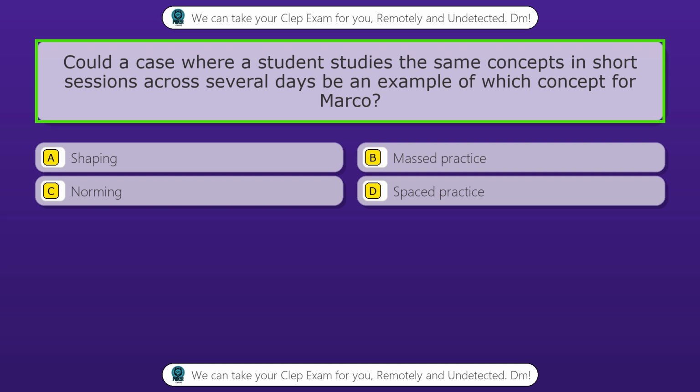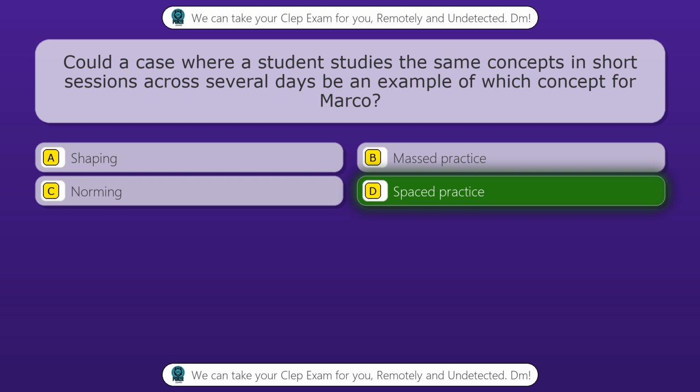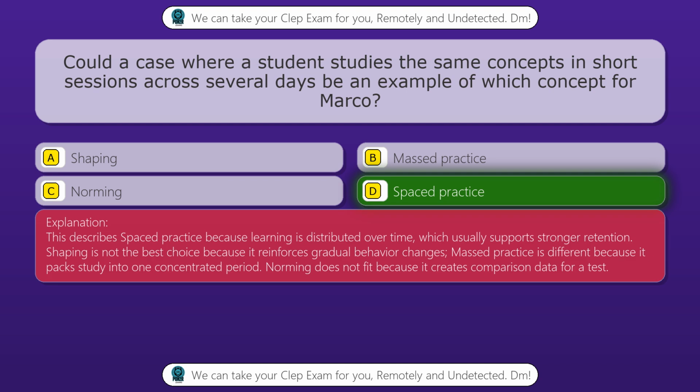Could a case where a student studies the same concepts in short sessions across several days be an example of which concept for Marco? Option A, shaping. Option B, massed practice. Option C, norming. Option D, spaced practice. The correct answer is option D, spaced practice. This describes spaced practice because learning is distributed over time, which usually supports stronger retention.